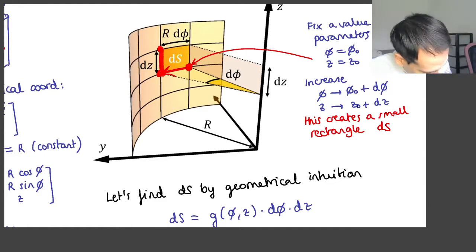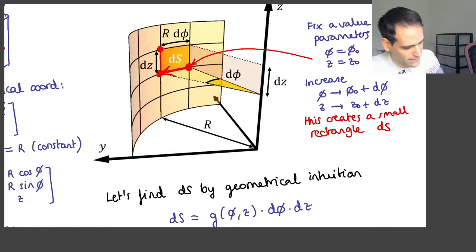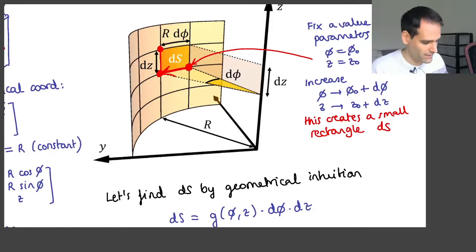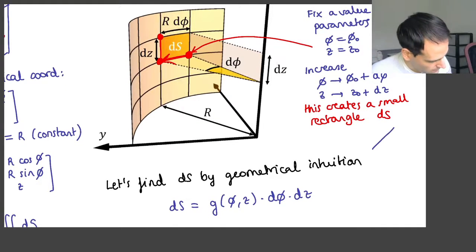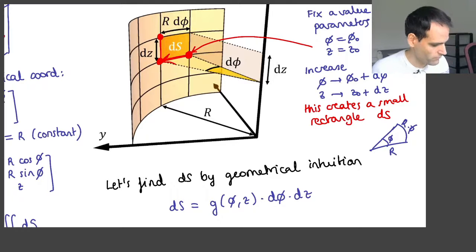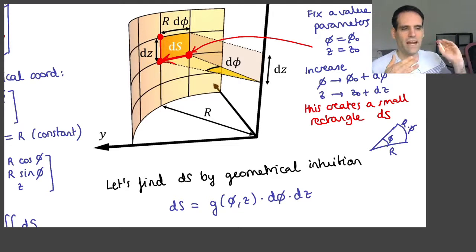So then this rectangle becomes a rectangle whose height is dz and whose width is r times d phi. Why is that? Because you remember that if you have an angle phi and a radius r, the arc length is equal to r times phi. Yeah, remember that's the equation for the arc length.